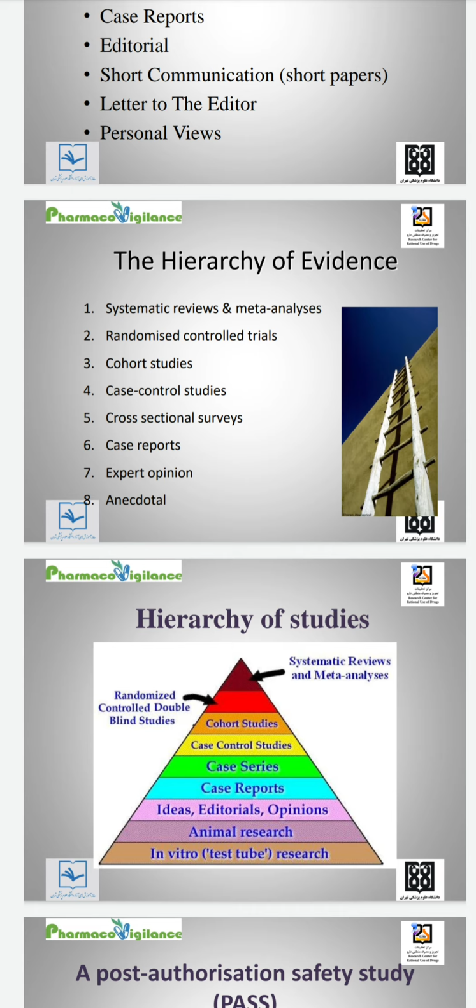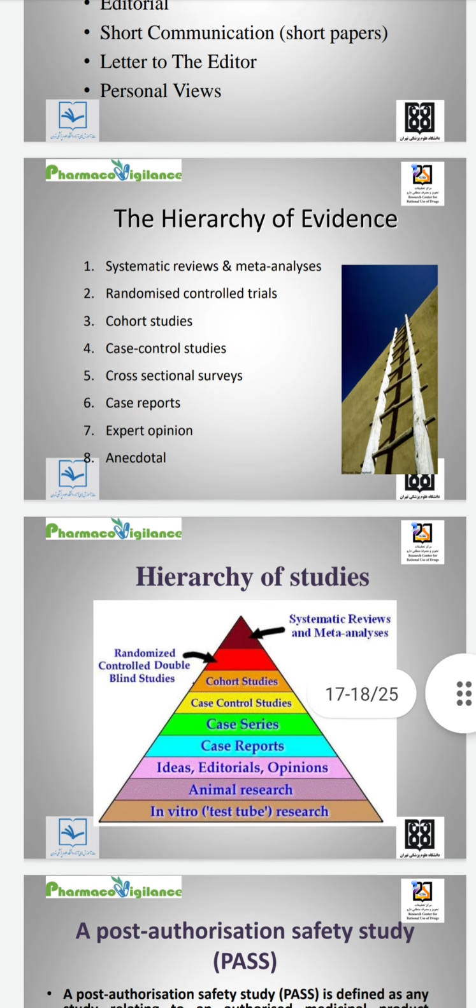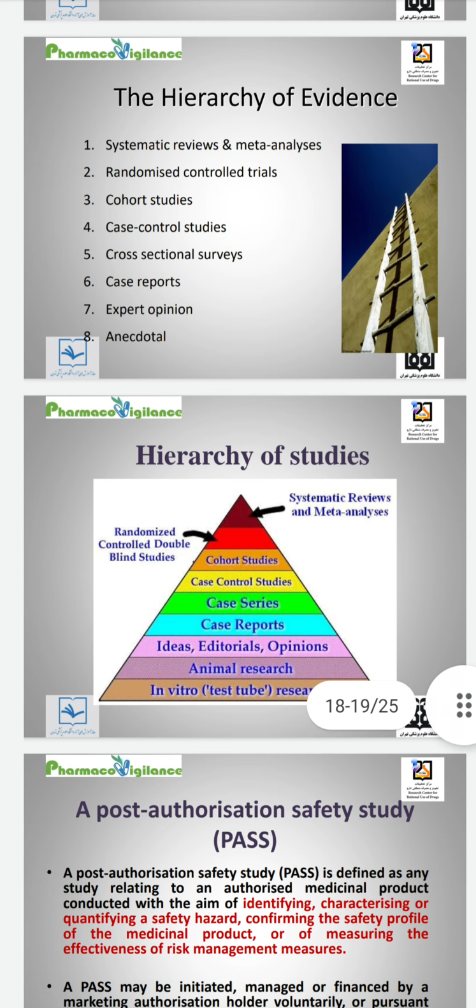7th is expert opinion, and 8th is anecdotal. And this is a hierarchy of studies. Again, systematic review and meta-analysis, randomized controlled double-blind study, cohort studies, case control studies, case series, case report, ideas, editorial, opinion studies, animal research, and on the bottom we have in vitro test tube researches.